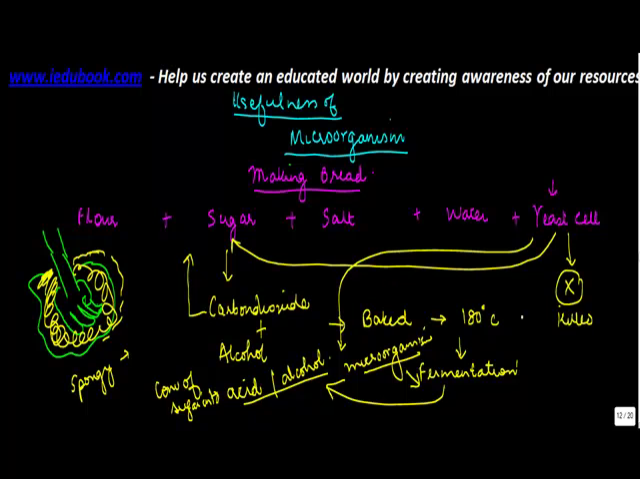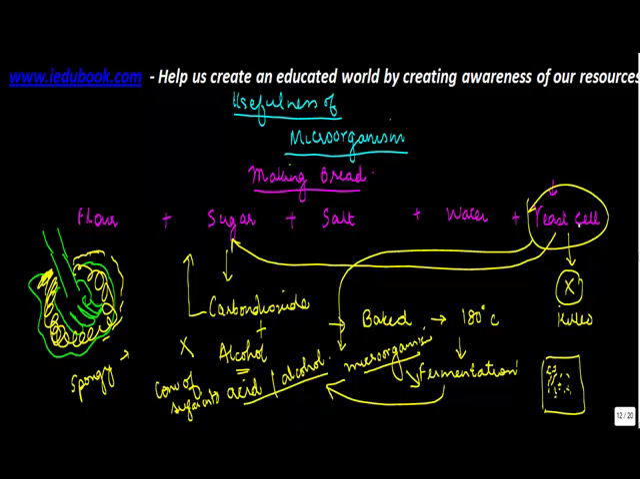So at 180 degrees, basically the yeast are killed. This process of sugar converting into carbon dioxide and alcohol is stopped, and the dough will stop expanding. Okay? And the bread is formed. That's why if you see a piece of bread, there are little spores here and there in the entire bread piece.